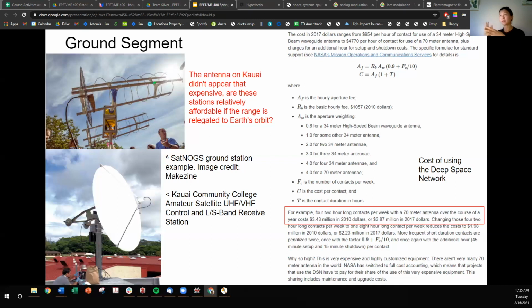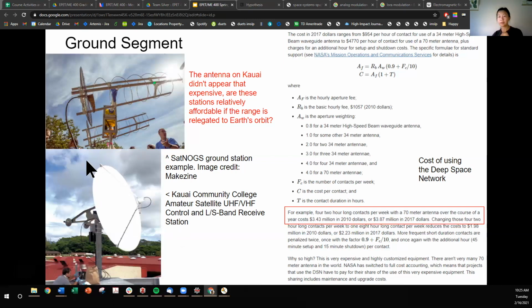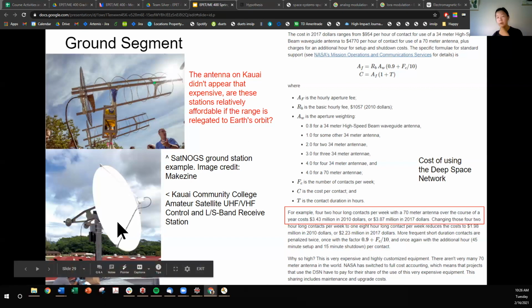So bigger sizes will get substantially more pricey as you go up. If you look at our Kauai Community College ground station, there are two different settings. There's a UHF VHF and then the L and S band. The UHF VHF parts are about $30,000 in parts. And then the S band is more than $40,000 alone.